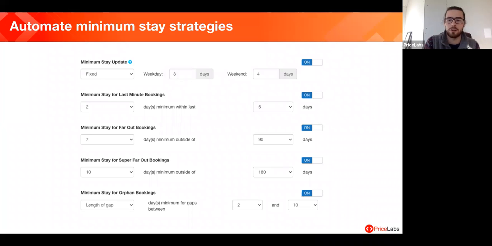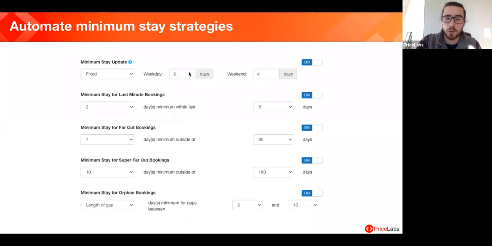So we're always trying to fill the calendar with as big of bookings as possible for those far out dates, and then gradually filling in the gaps between bookings as we get closer to the booking date. So you'll have that far out minimum stay, a super far out minimum stay. You can say, hey, if anyone's booking more than 180 days in advance, so 6 months in advance, make them book 10 nights. Then as you get closer, that 3-night minimum would kick in.